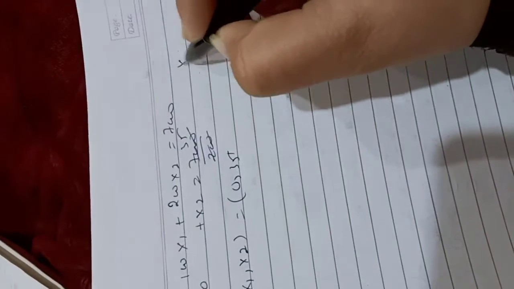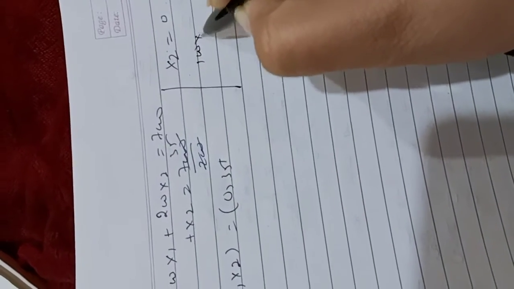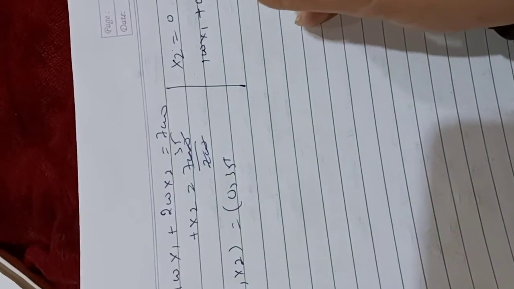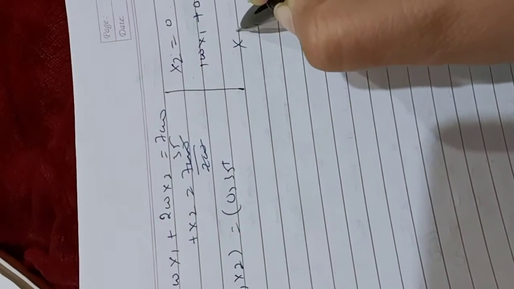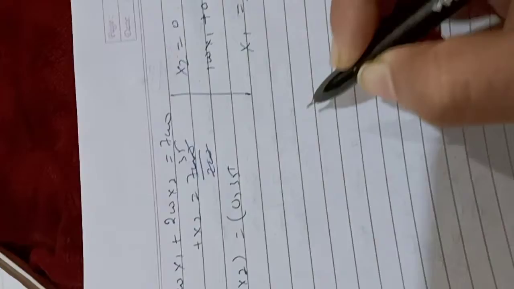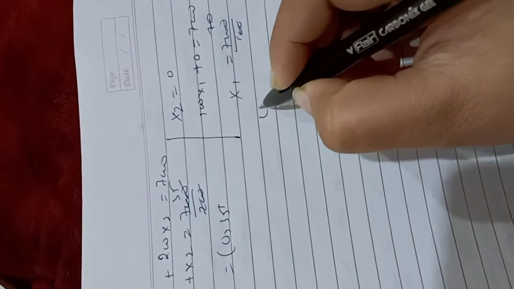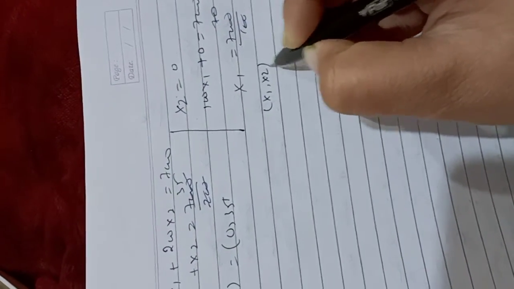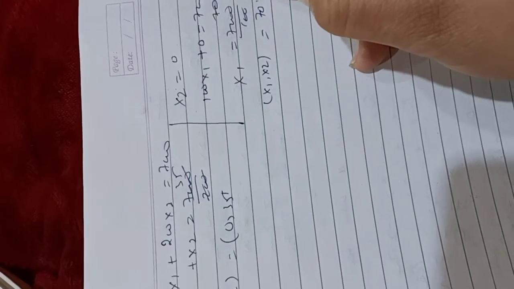Then put the value of x2 as 0. While putting the value of x2 as 0, then 100x1 plus 0 is equal to 7000. So the value of x1 is equal to 7000 by 100, that is 70. So x1, x2 is equal to 70, 0.